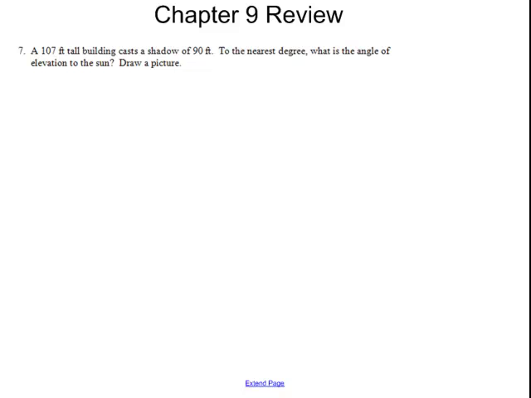Number 7, got a tall building here. The tall building is 107 feet, and it's casting a shadow of 90 feet.